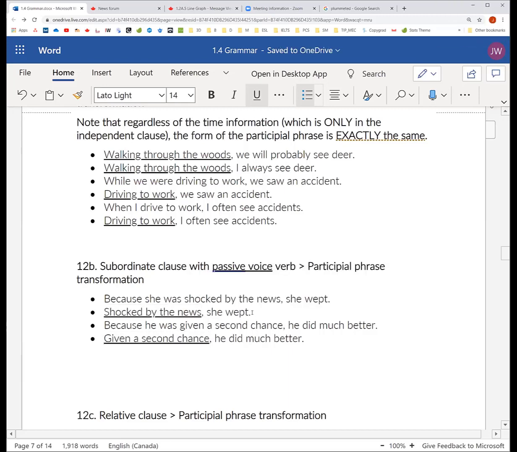Can we change the order, like he did much better, comma, given a second chance? Yes, you can. This is considered better writing because it's shorter and it conveys the same meaning. Both of these transformations are significantly shorter than the examples. They're evidence of more mature writing.